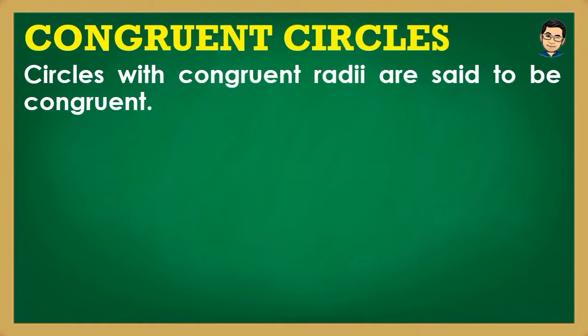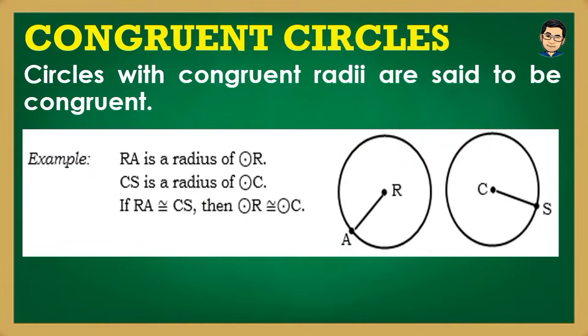So circles with congruent radii are said to be congruent. So masasabi po natin na yung dalawang circles ay congruent kapag yung sukat ng dalawang radius ay congruent. Okay? Like for example, line segment RA is a radius of circle R. So yung first figure natin na circle, circle R, and then yung radius natin is AR or RA. So, either of the two, okay lang din naman yan.